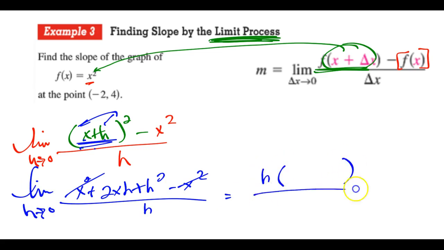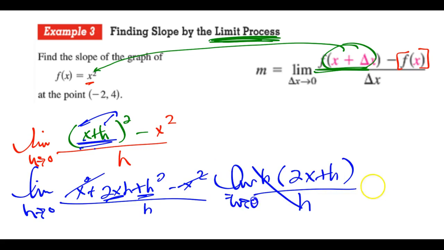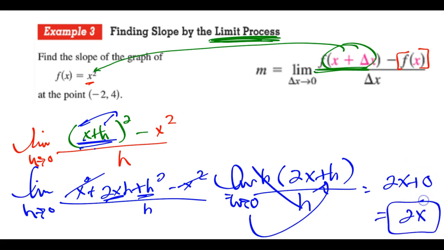Factor out an h so we can cancel the h. If I factor out an h from these two terms, I'll be left with 2x plus h. Don't forget to take the limit at the end, like many students do, so I'll just keep writing it. Finally, we'll evaluate, so 2x plus 0 is just 2x. Now this I like to call the tangent slope formula.